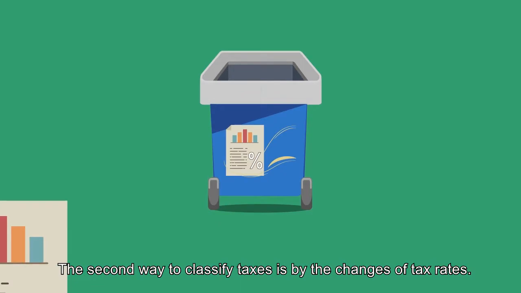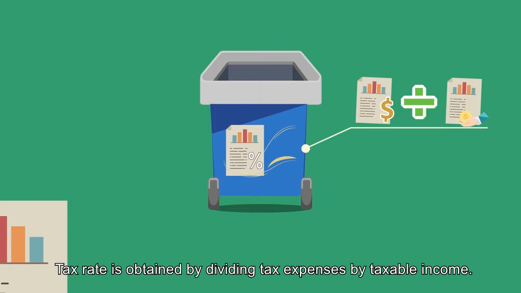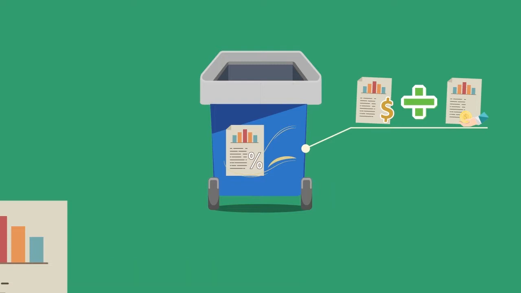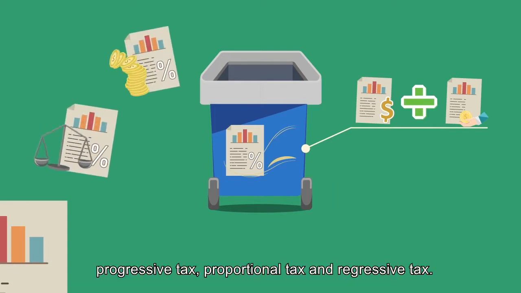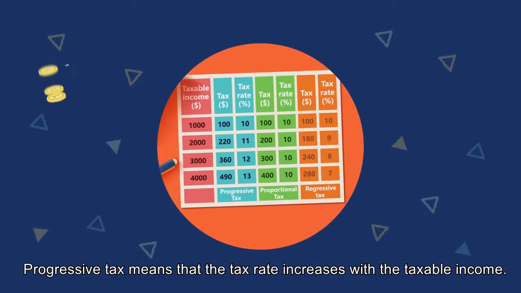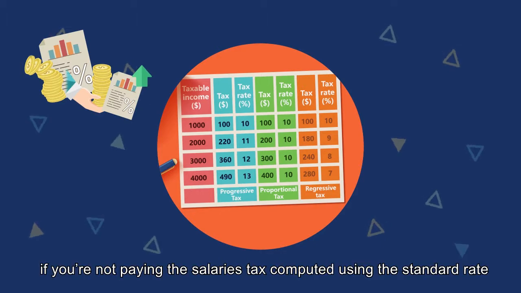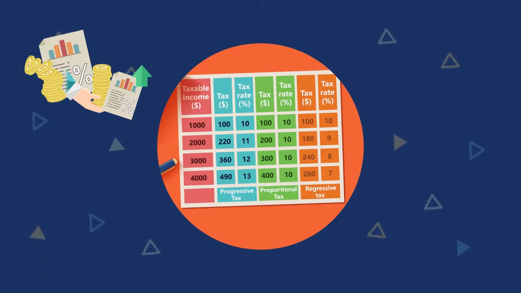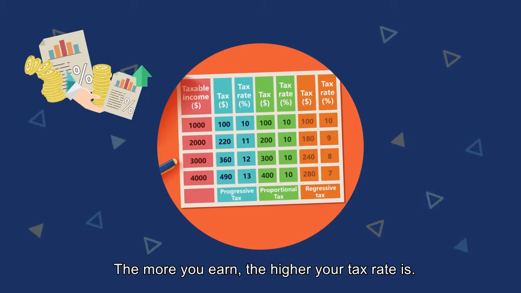The second way to classify taxes is by the changes of tax rates. Tax rate is obtained by dividing tax expenses by taxable income. Under this concept, taxes can be classified into 3 types: progressive tax, proportional tax, and regressive tax. Look at this table and you'll have a better concept of what we are talking about. Progressive tax means that the tax rate increases with the taxable income. In Hong Kong, if you're not paying the salaries tax computed using the standard rate, you're actually paying a progressive tax then. The more you earn, the higher your tax rate is.